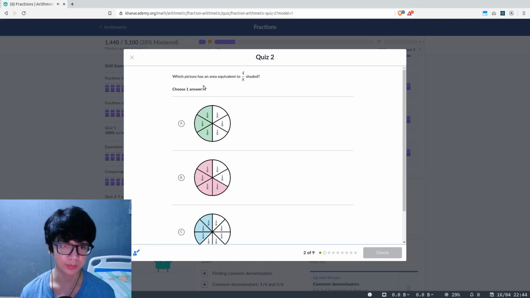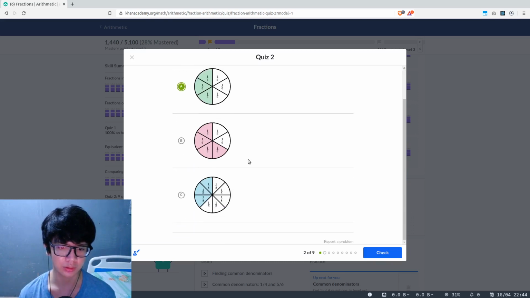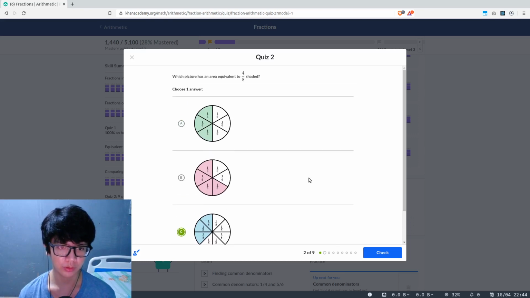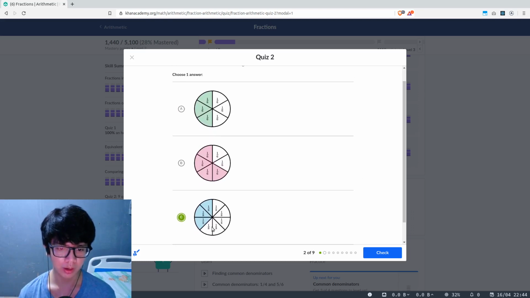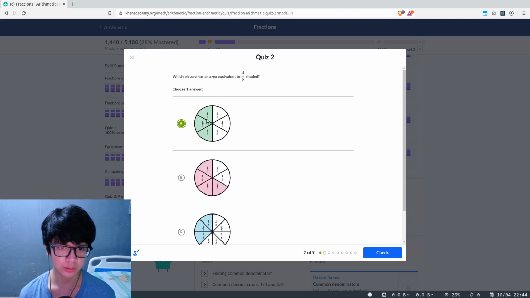Nine problems. Which picture has an area equivalent to 4/8 shaded? No, that's 6. Oh, there we go. Choose one answer. Wait, this is 3/4. This one is equivalent. 1/6 no. Half.